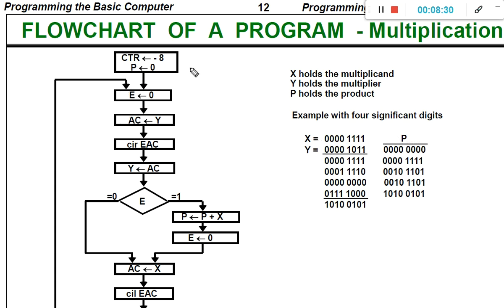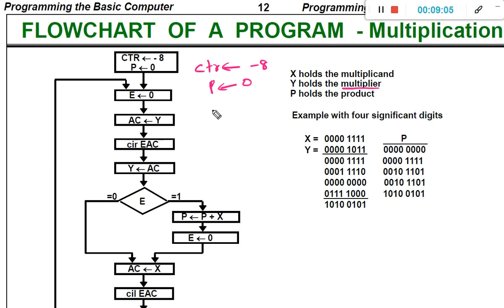Initially, CTR is the counter. The counter is assigned the value -8, because here the multiplier has 8 bits, so we need to repeat the steps 8 times. Whenever CTR is incremented, it will be -7, -6, -5 and so on, until it comes to 0. We can stop when the counter is 0. Next, P is a temporary variable which holds the product. It is assigned 0.